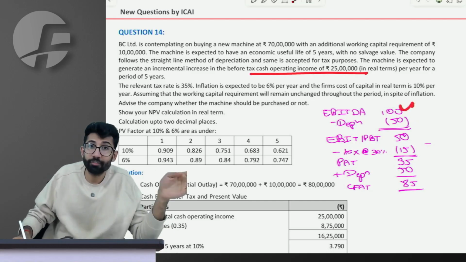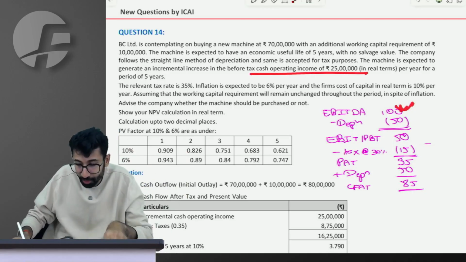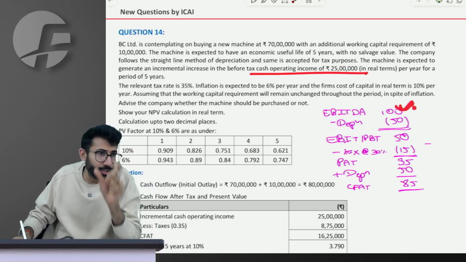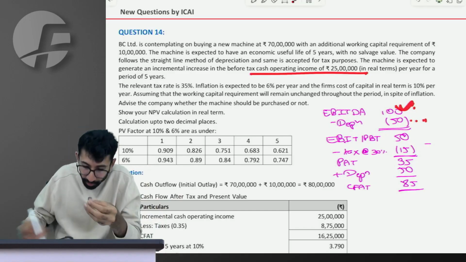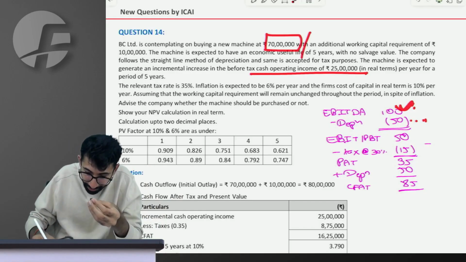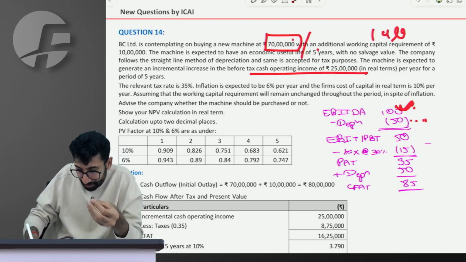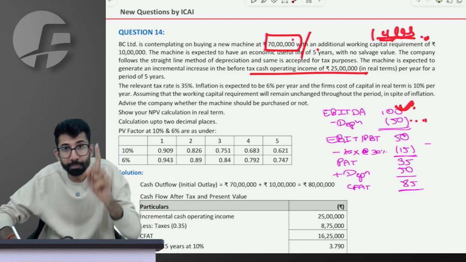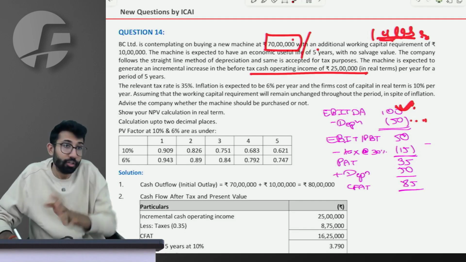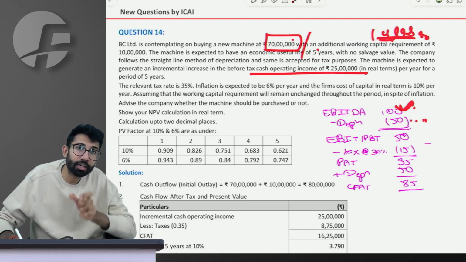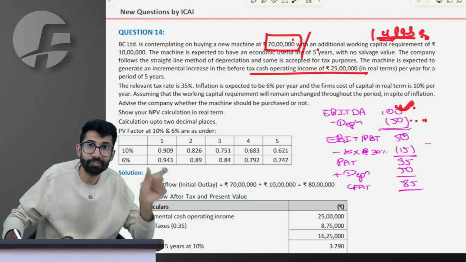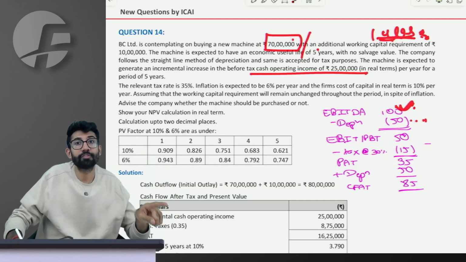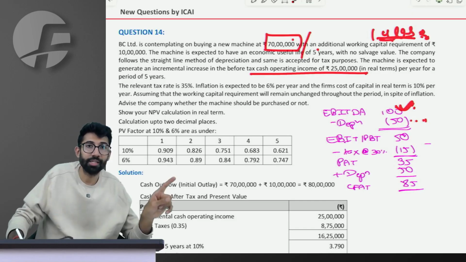The actual EBITDA will be different, but at today's inflation level, EBITDA is this. Similarly, do I have the depreciation of every year in real terms? 70 lakhs divided by 5 gives me 14 lakhs of depreciation every year. But please observe, today it is 14. For the next 5 years, it will continue to remain 14. The actual depreciation of the next 5 years in nominal terms is 14. It is not real terms 14.